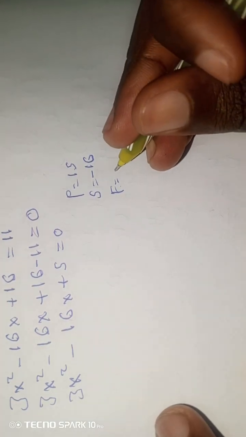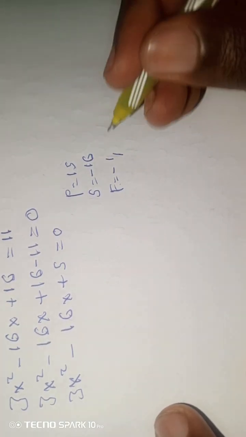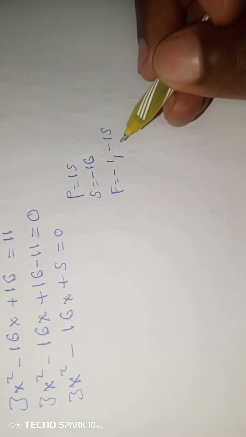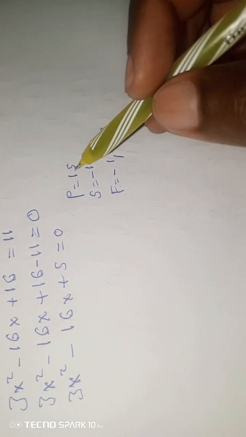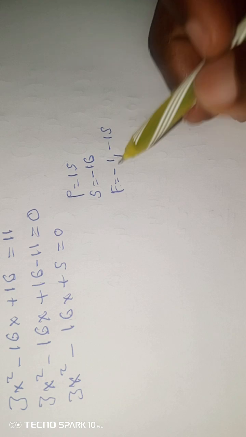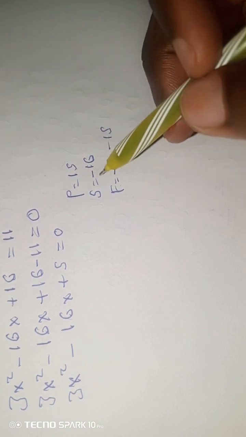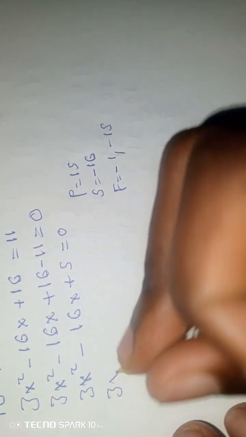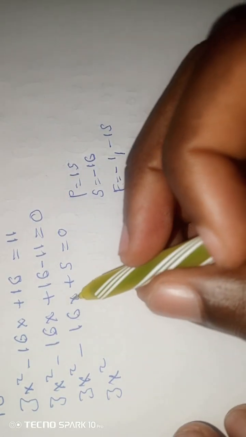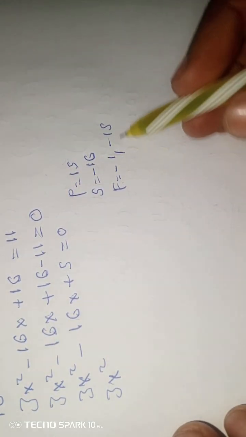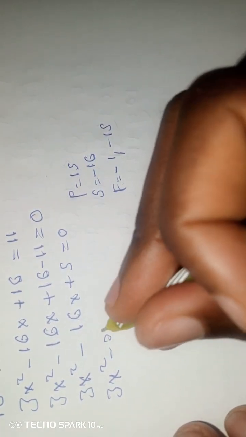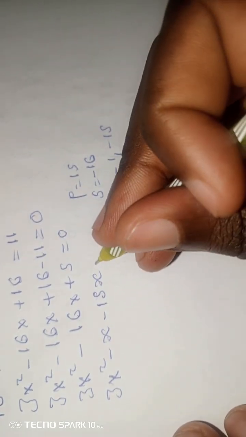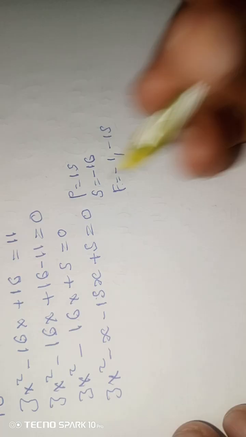Those two numbers are negative 1 comma negative 15, so that when I multiply negative 1 times negative 15, I'll get positive 15. And when I add these two numbers, I get negative 16. So I'll come here again, 3x squared. Where there's negative 16, I'm going to replace it with these factors. So it will be negative x minus 15x plus 5 equals to 0.